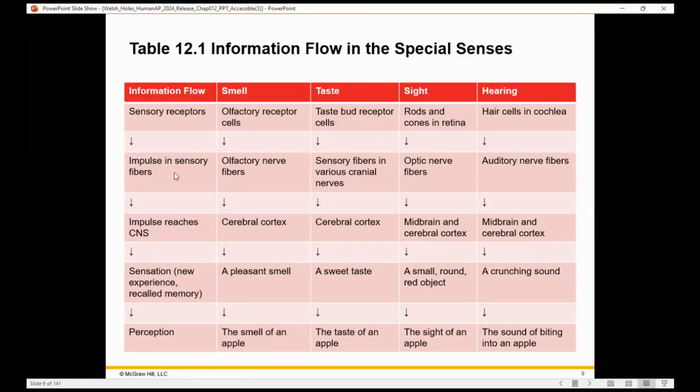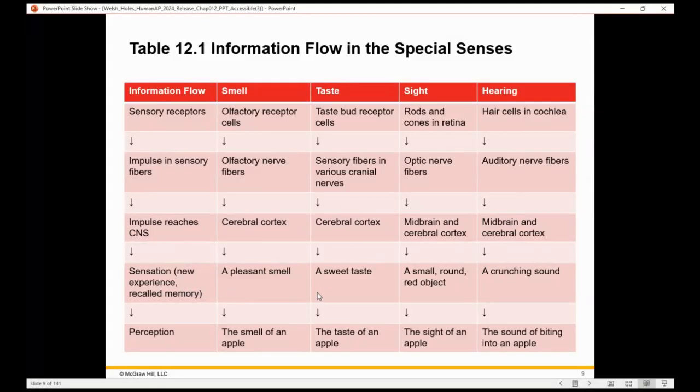Next, impulses in the sensory fibers. In smell, we're talking about olfactory nerve fibers. In taste, sensory fibers in various cranial nerves. Sight, optic nerve fibers. And hearing, auditory nerve fibers. Then the impulses reach the central nervous system. For smell, we're talking about the cerebral cortex. For taste, the cerebral cortex. For sight, midbrain and cerebral cortex. And for hearing, the midbrain and cerebral cortex.